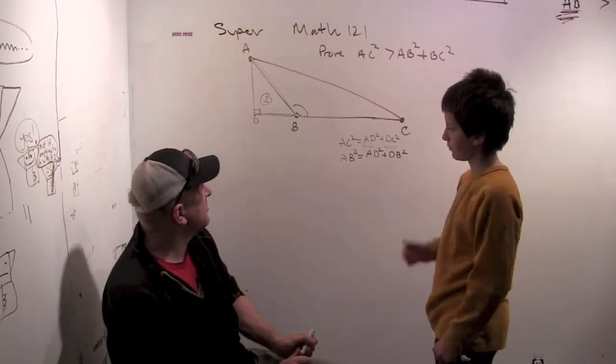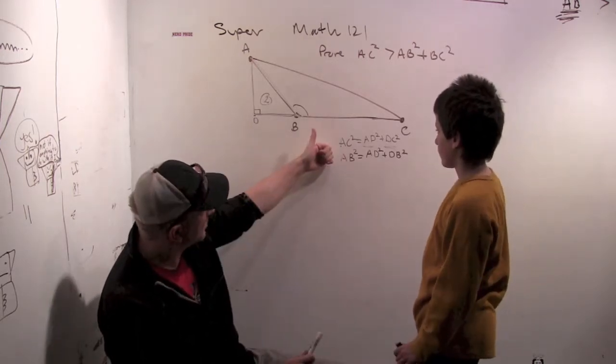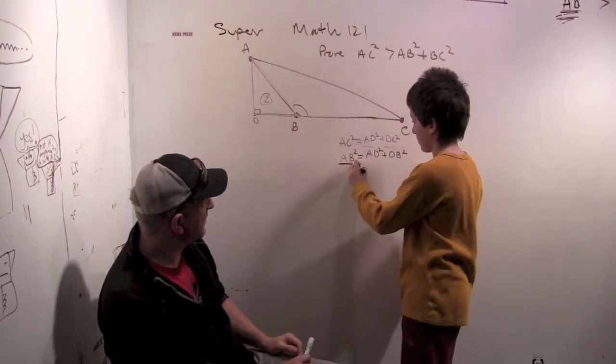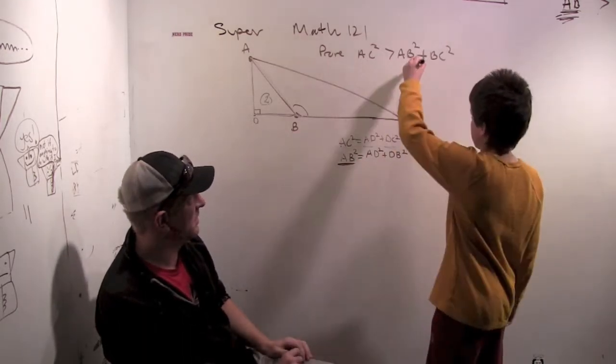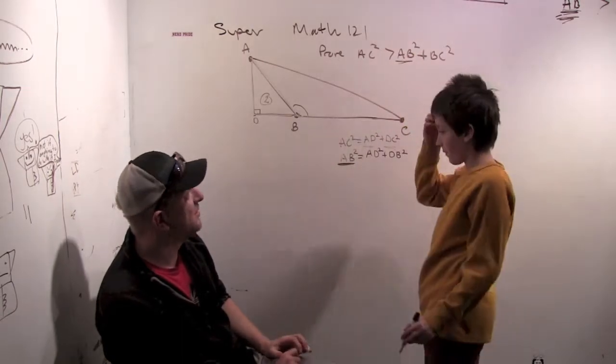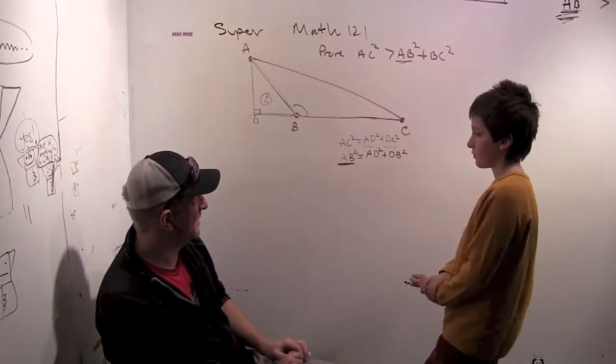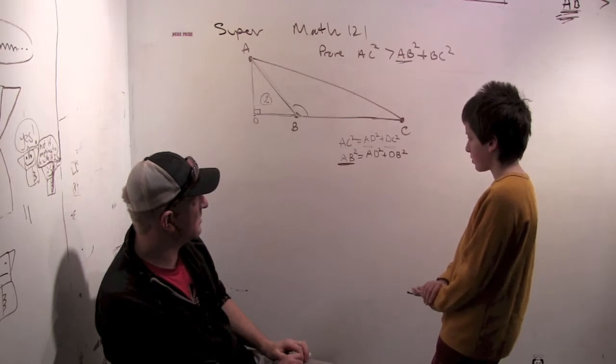Now that's nice. What's nice about this equation? Well, we have an AB squared, and why is that nice? Because that's what's in the final proof. We want that. So how are we going to use this equation?